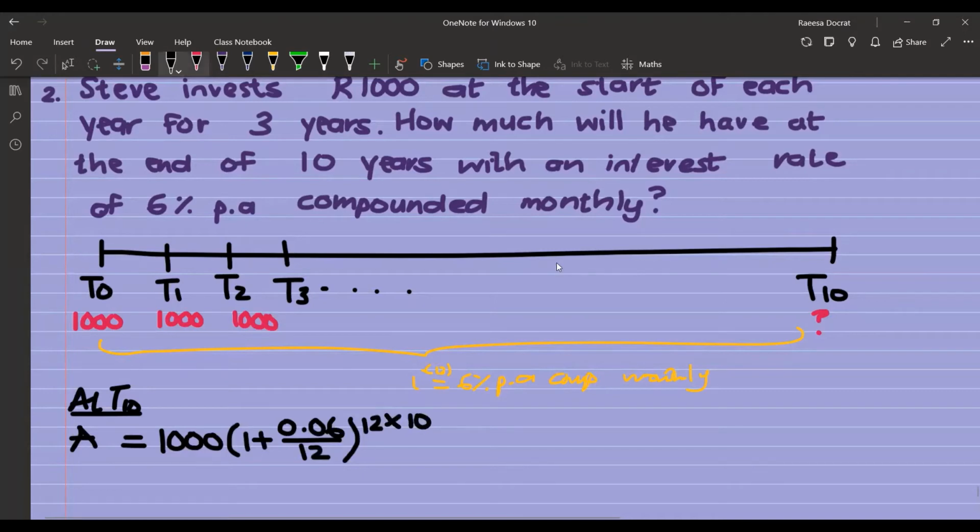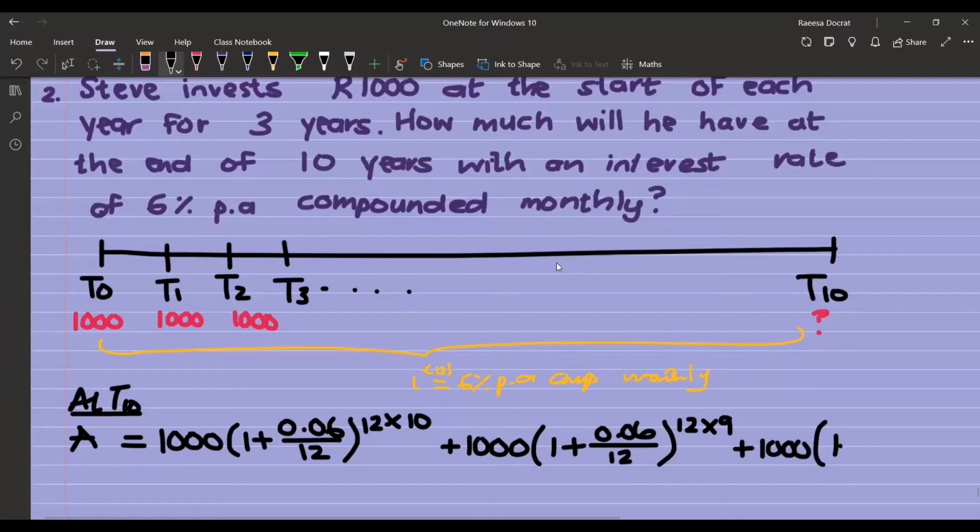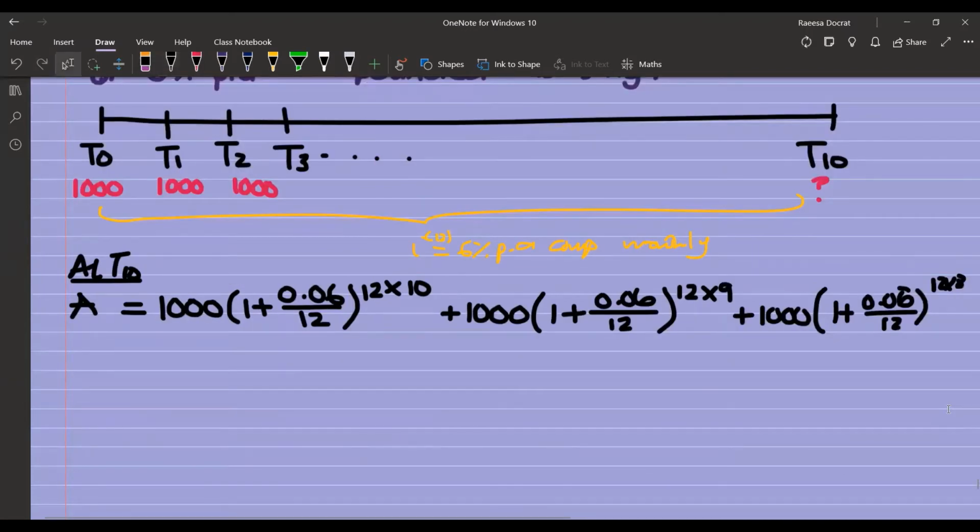The first 1,000 Rand was in for 10 years, and then the second 1,000 Rand earns the same interest rate, but this time it's in for 9 years. It's in for 1 less year, so 12 times 9. Plus the last 1,000 Rand, that also has the same interest rate, and it is in for 8 years. Okay, so there we have added the amount with the interest it would accumulate.